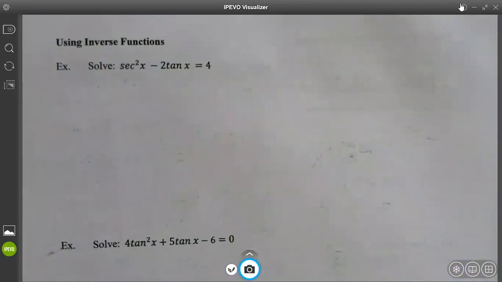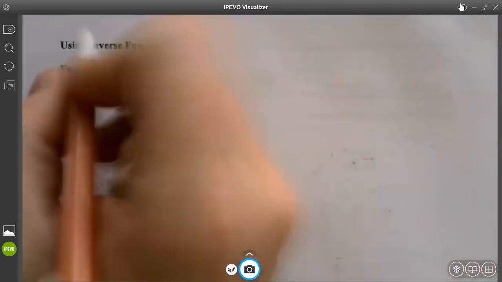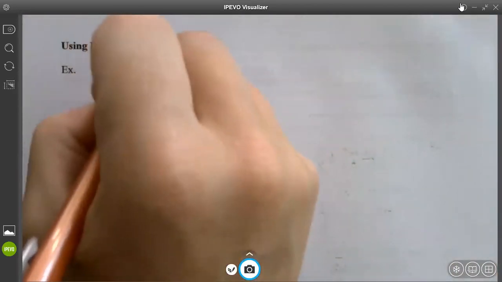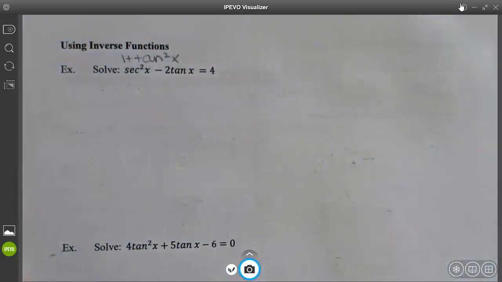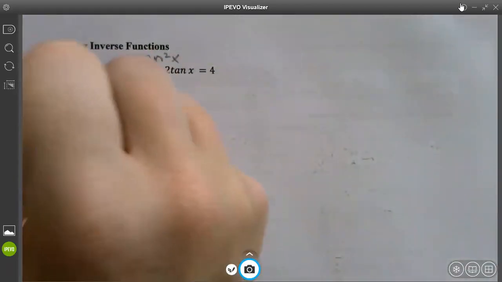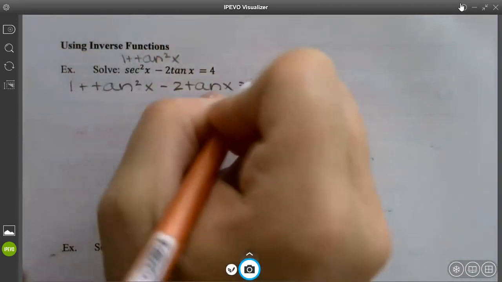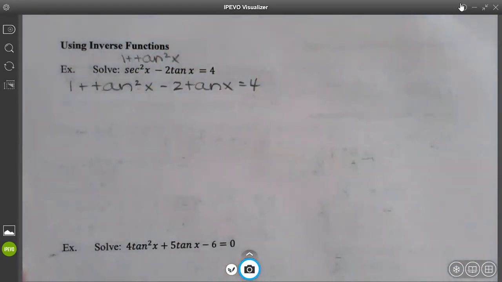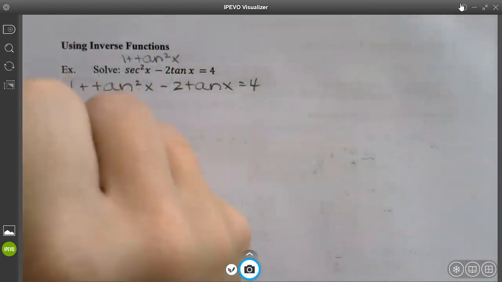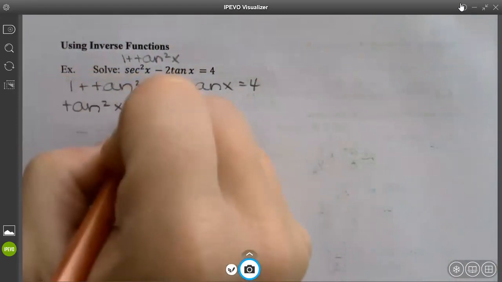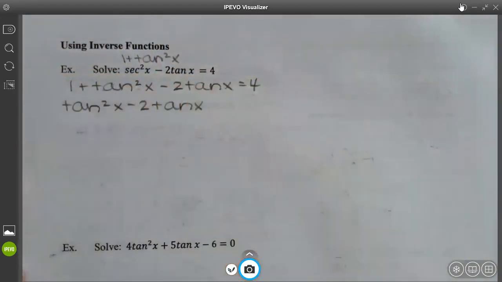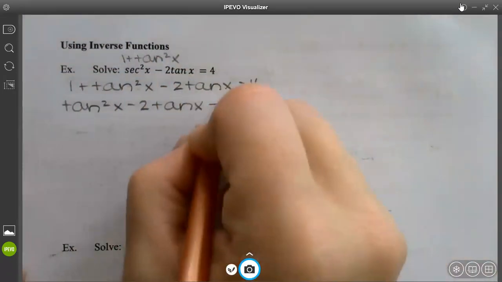All right. Secant squared x minus 2 tan x equals 4. Yep, turn secant squared x into, yes, so secant squared is 1 plus tan squared x minus 2 tan x equals 4. Put it in order and clean it up. What should come first? How do I get it equal to 0? 1 minus 4 is?